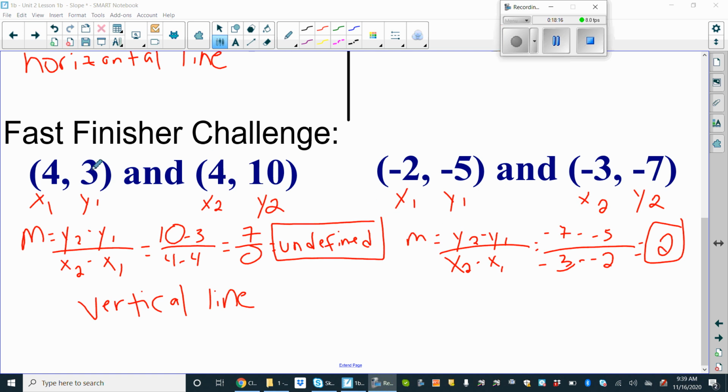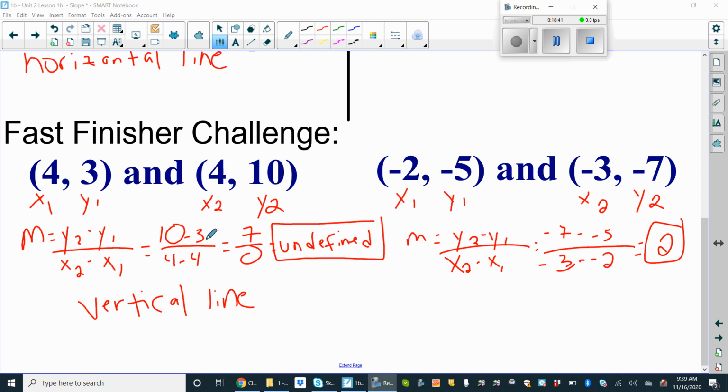But we should label everything. So 4 is x1, 3 is y1, this 4 is x2, and 10 is y2. When you substitute into the equation, you have 10 minus 3 divided by 4 minus 4. When you type that into your calculator, you're going to get divided by 0 error. That's because no number can be divided by 0. We cannot figure out how many times 0 is in a number.